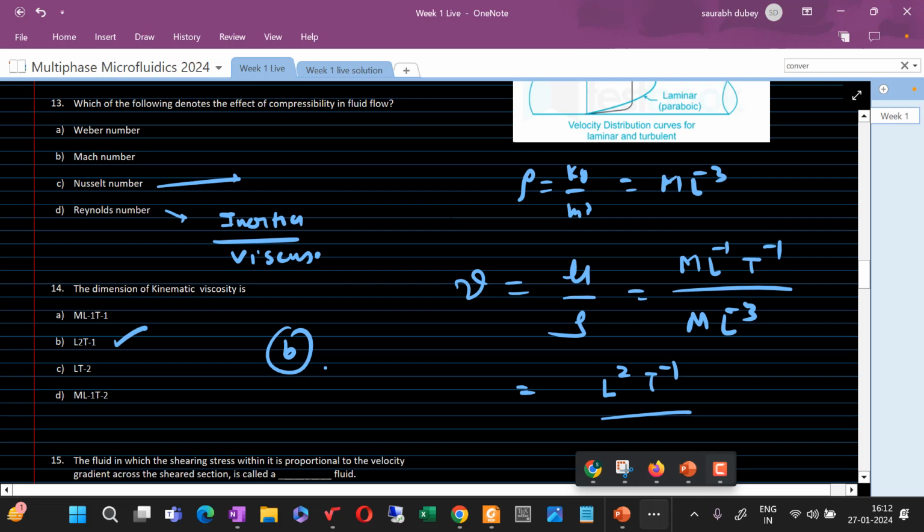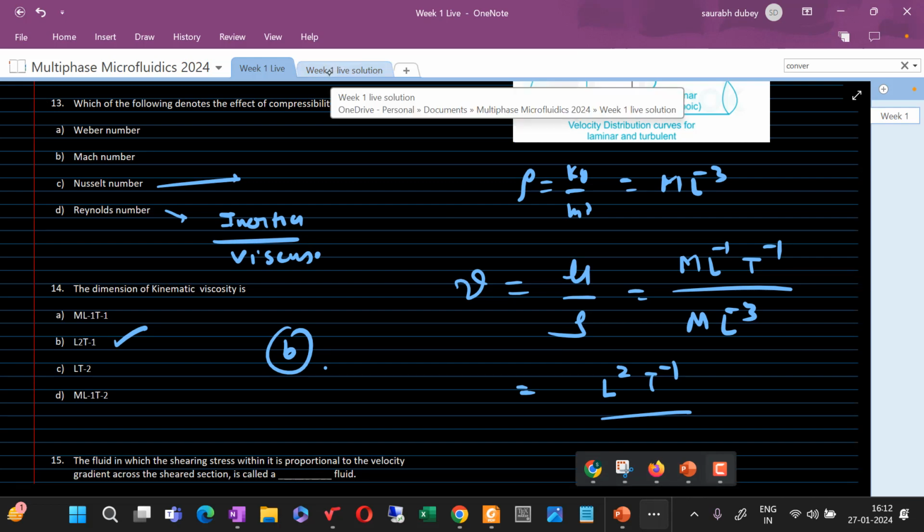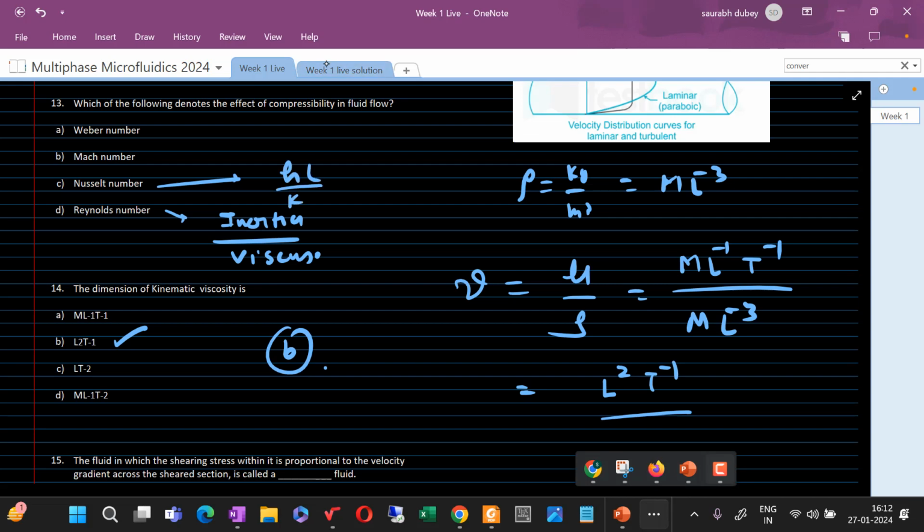And the Nusselt number, we just talked about this, is hL by k of fluid. And the Weber number is inertia force by surface tension force. So the Mach number is the winner here.